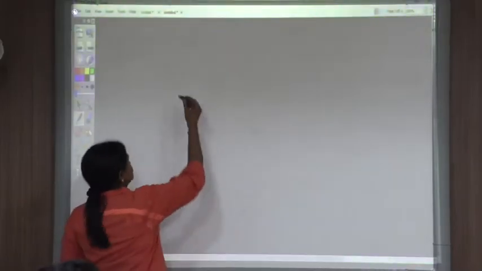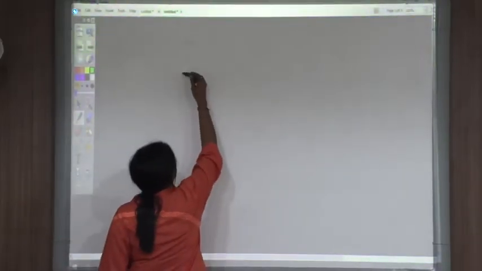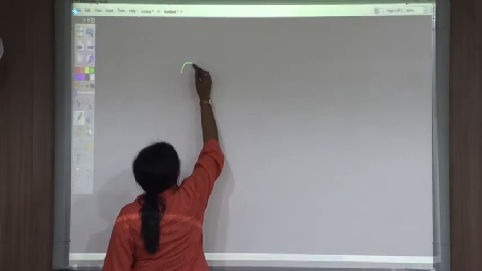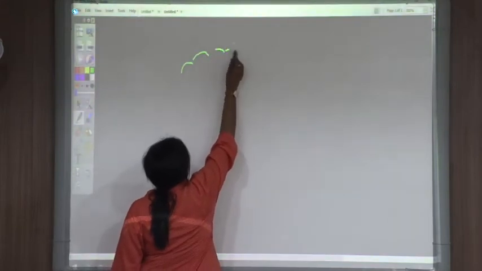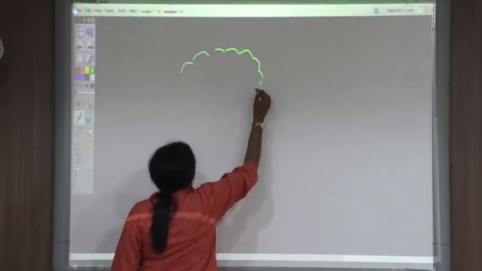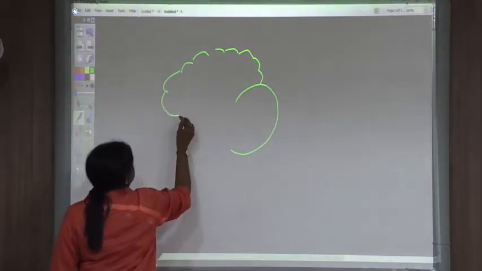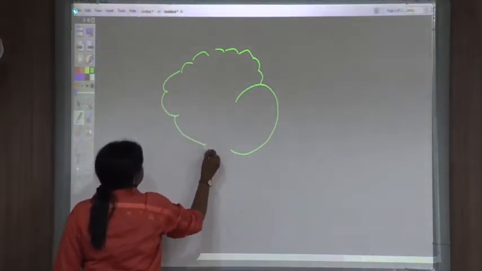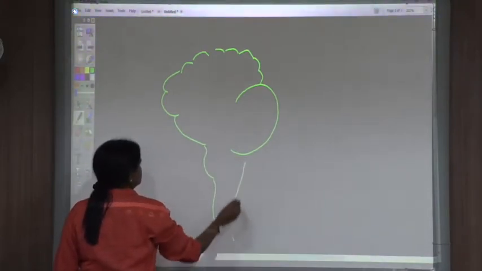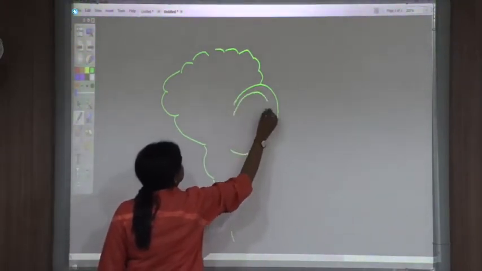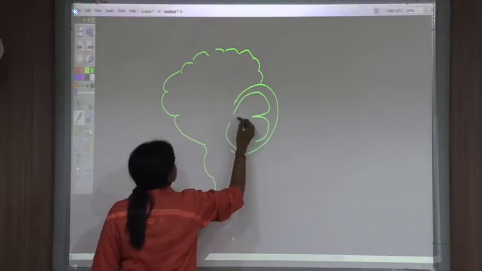Hello students. So today we'll be talking about the structure of the brain. Let me draw the structure first. Now the structure that I'm drawing is the convoluted part of the brain. This is the forebrain. This is the cerebellum, the hindbrain.